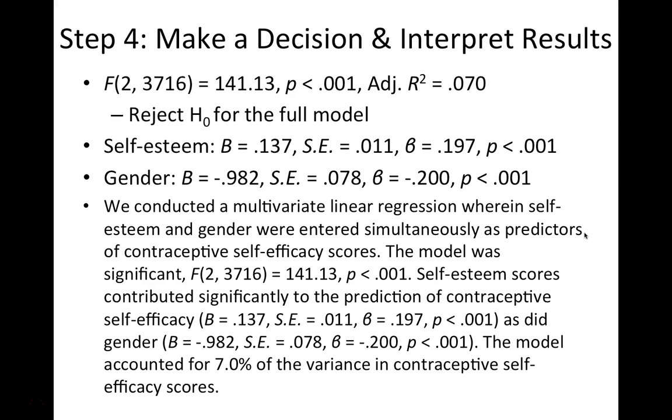So we conducted a multivariate linear regression wherein self-esteem and gender were entered simultaneously as predictors of contraceptive self-efficacy scores. The model was significant, and again, what that's telling us is that the model as a whole predicted a significant amount of variability in our outcome variable. Self-esteem scores contributed significantly to the prediction of contraceptive self-efficacy, as did gender. And so we have our basic slope in here, we have the standard error of the slope, we have our beta value, so again, this allows us to look at these in a standardized way, and we have our p-values in here. The model accounted for 7% of the variance in contraceptive self-efficacy scores.